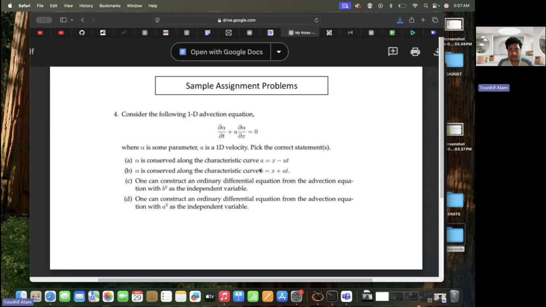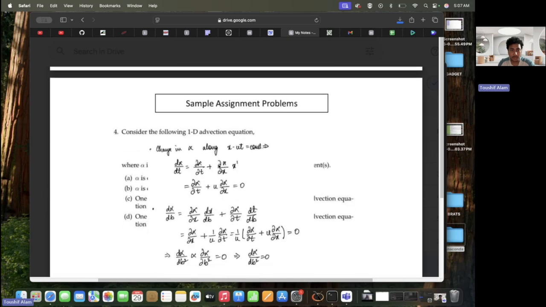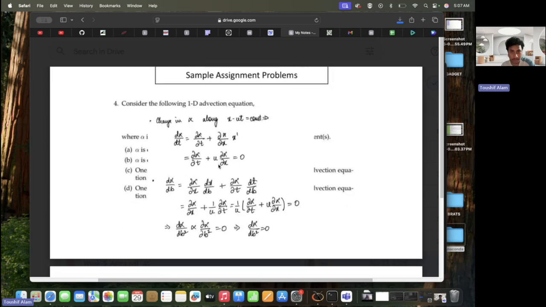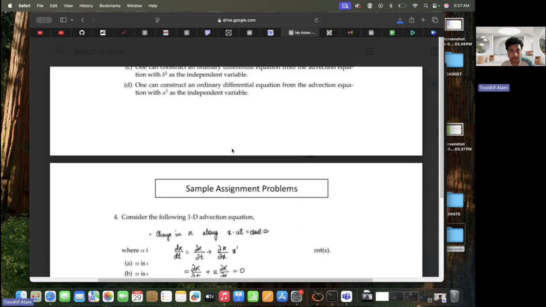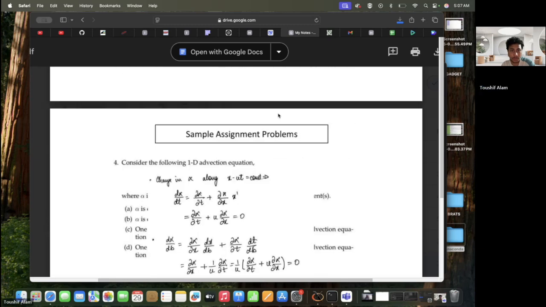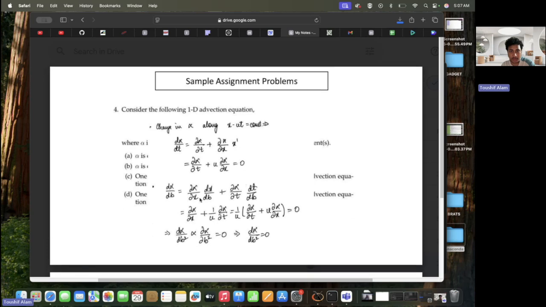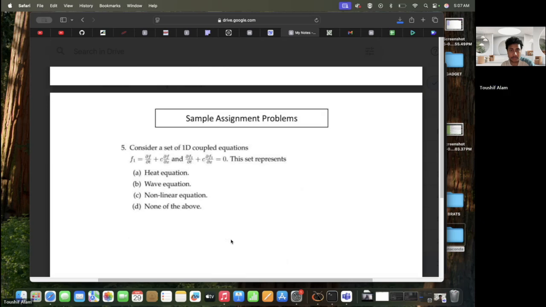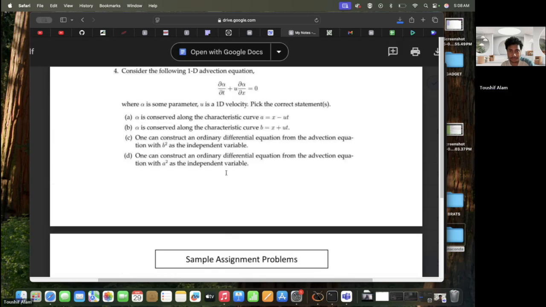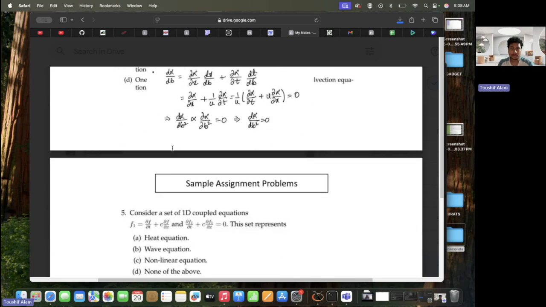Remember this is plus, so obviously A is correct. Let me show you that the change in alpha along x minus ut is constant. Next thing is ∂α/∂t. If we do this, it will be 0. ∂α/∂b will be 0. So ∂α/∂b squared is 0. So options C and D both are correct.